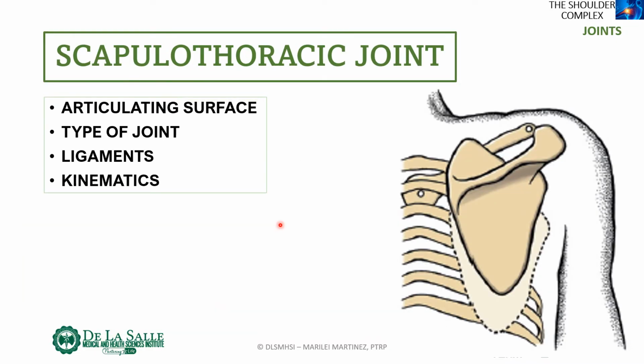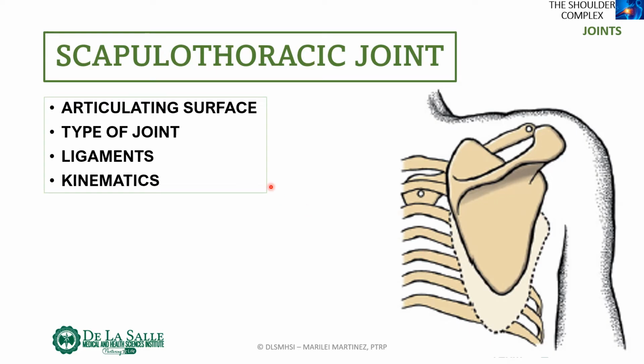Let's now proceed with the false joints. First, we have the scapulothoracic joint. The articulating surface is the point of contact between the anterior surface of the scapula and the posterior lateral wall of the thorax. Okay, so this is a false joint because the two surfaces do not make direct contact. Rather, they are separated by layers of muscles such as your subscapularis, serratus anterior, and your erector spinae.